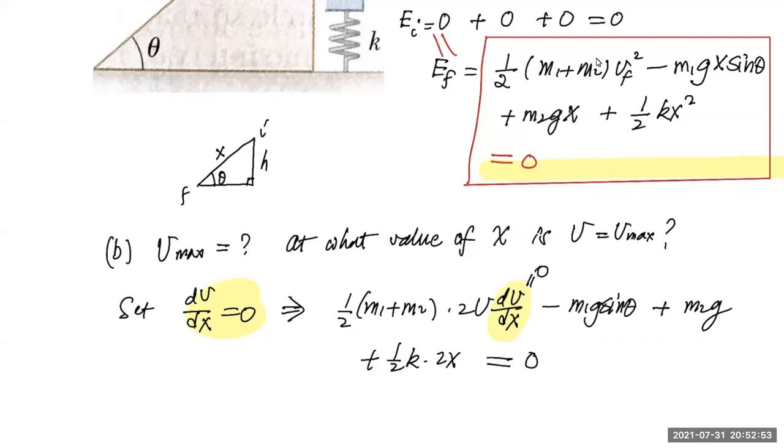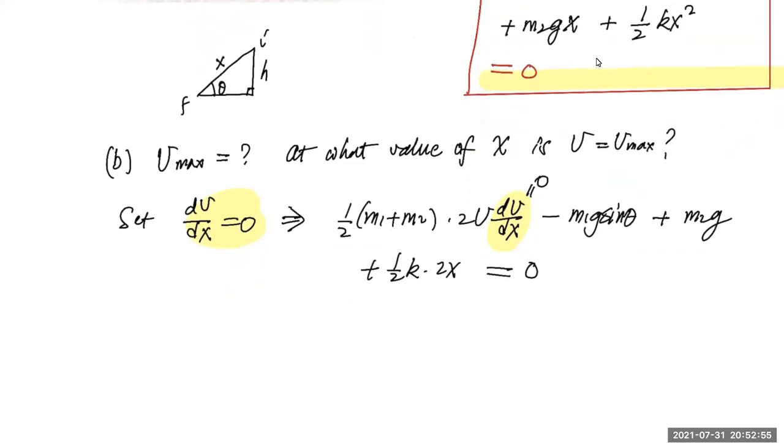And so what do you have left? What you have left is the sum of the next 3 terms. So therefore, you get negative m1 g sine theta plus m2 g plus kx equal to 0. So this is the equation for x. What is the special value of x? This is the x that will give you the maximum speed for both blocks.